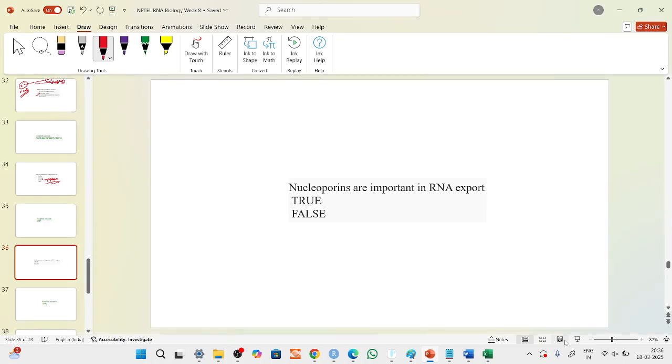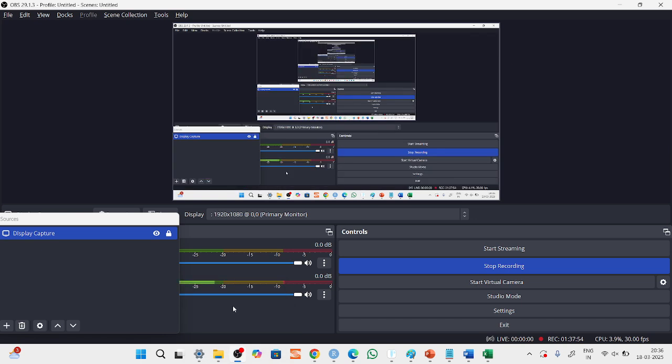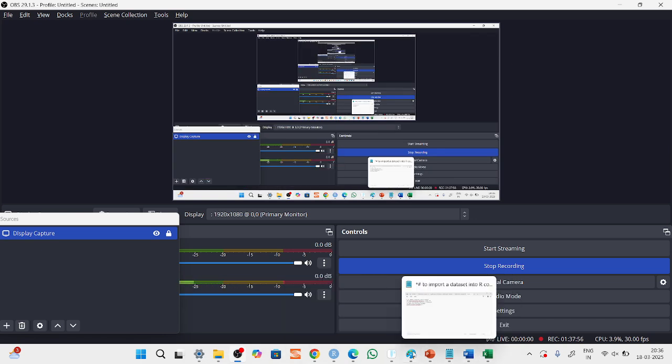Okay. The correct answer is true. Why? Because nucleoporins are basically the selective barriers which help in the transport of the RNA to and from the nucleus. Okay. So the correct answer is true.